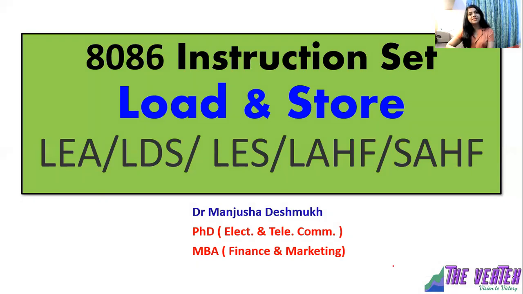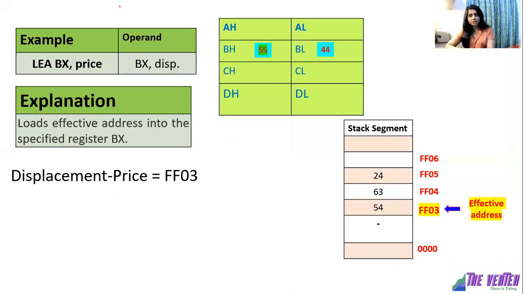Hello everyone. In this video, I am going to explain load and store instructions of 8086 microprocessor. So let's start with the first instruction. What does the first instruction say? It says load, LEA BX comma price. So what are the operands? The operands are BX comma displacement. What is price? Price is a displacement.